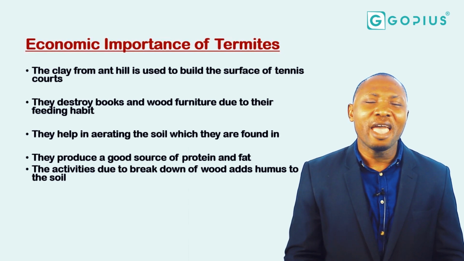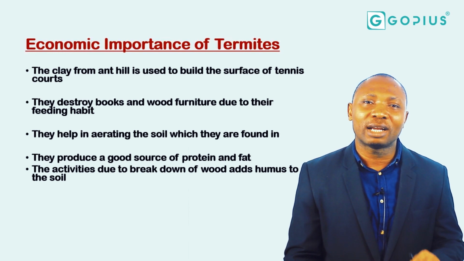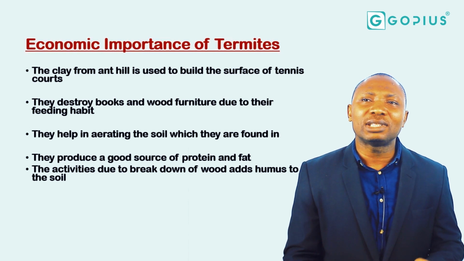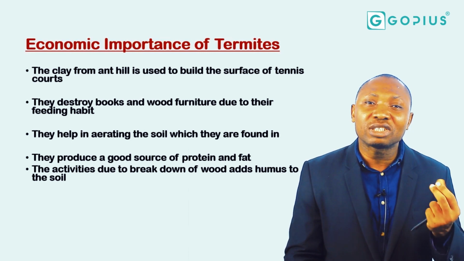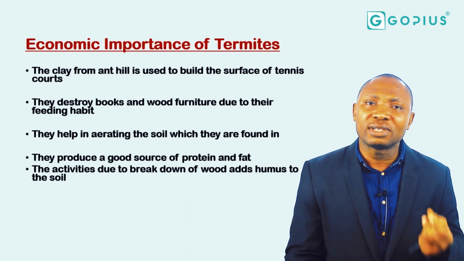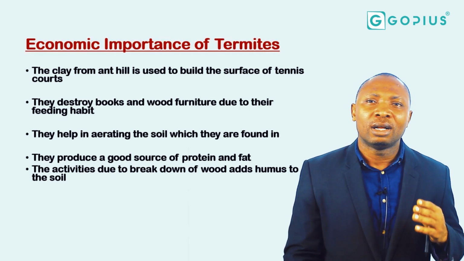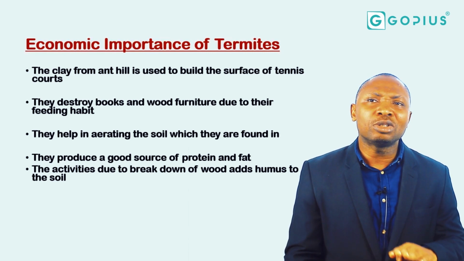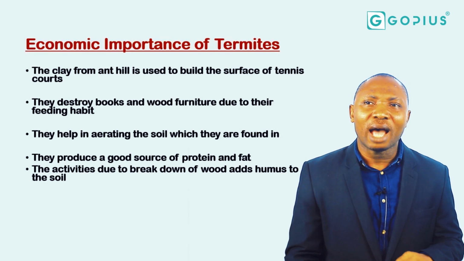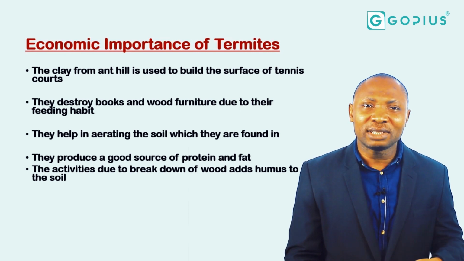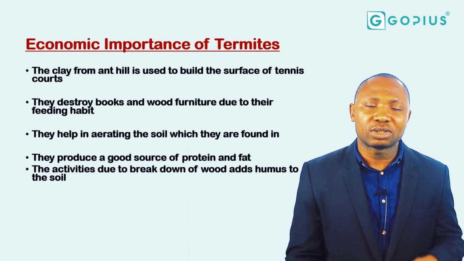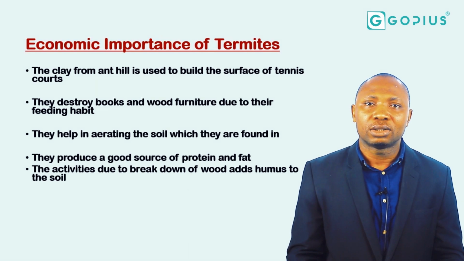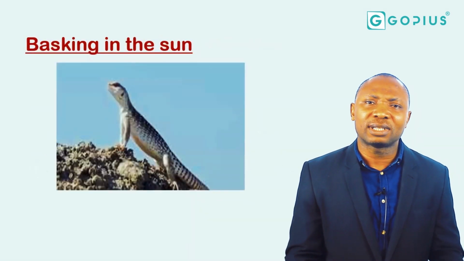Number three, they help in aerating the soil which they are found in. I told you something about that. The next one, they produce a good source of protein and fats. People do actually eat termites because of the rich proteinous nature of these insects, and fats as well. Then the last, the activities due to breakdown of woods adds humus to the soil. That means their activities help in the breakdown of wood with the addition of humus to the soil, which is a good thing for the soil. So that's basically talking about the economic importance of termites.